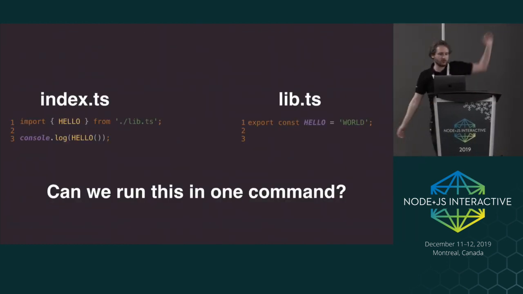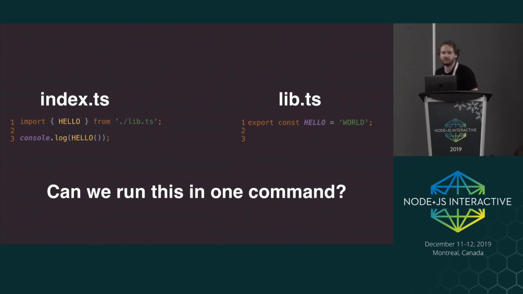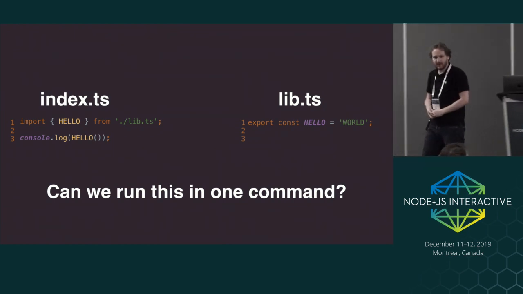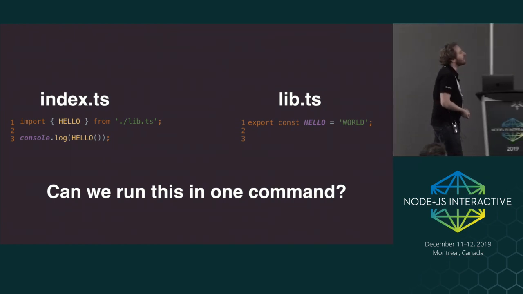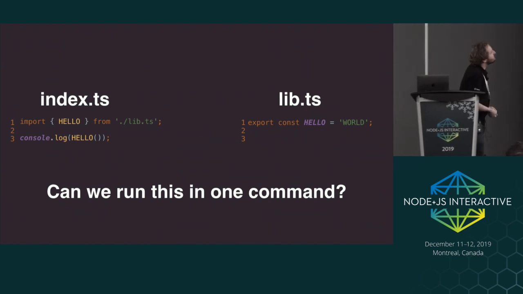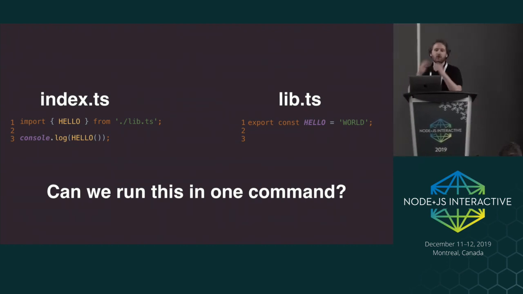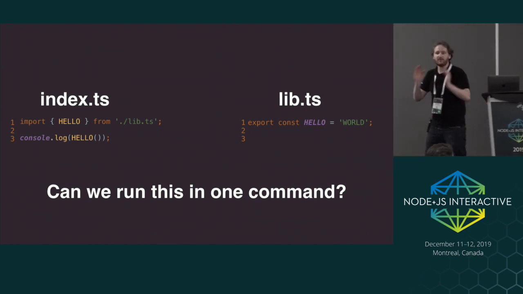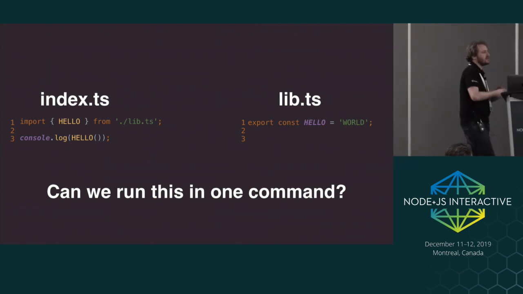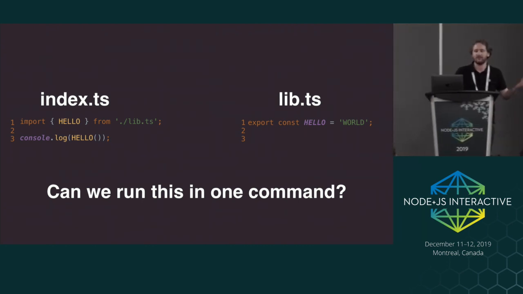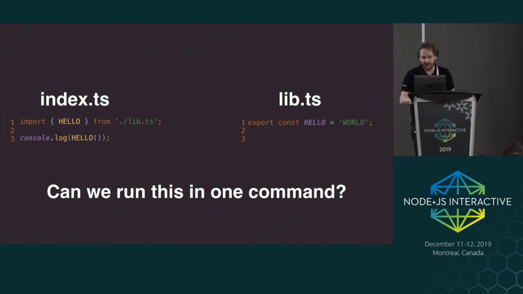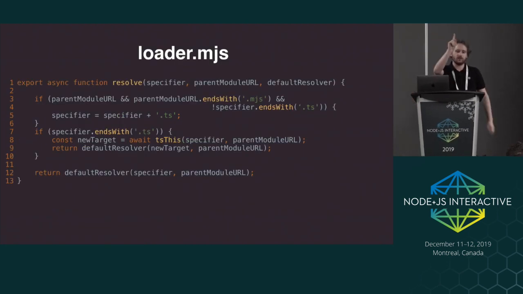So here we've got 2 files, index.ts and lib.ts. You can see that despite loving TypeScript, I don't put a lot of types in my examples, but it's a detail. Can we run that with one command without any build stage? Yeah, it's technically TypeScript. It's in a TS file. Can we run that in one command?